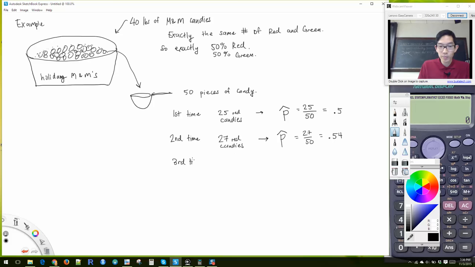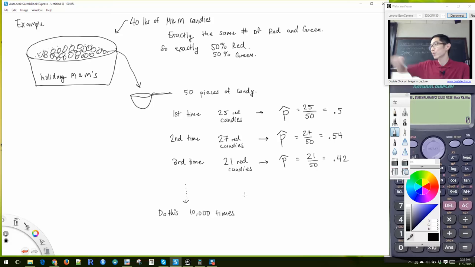And then we can repeat this, right? A third time, maybe I dump them back and I stir it up and I get 21 red candies. Okay, and so here I get 21 divided by 50 and I get a proportion of 0.42. Sound good? Okay, and so here we're just kind of playing around, but let's say we do this 1,000 times, or maybe 10,000 times, because we've got nothing better to do.